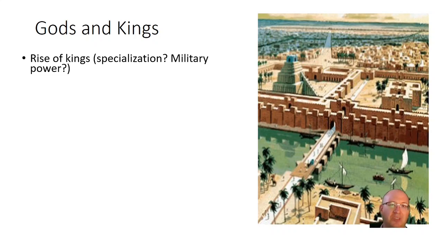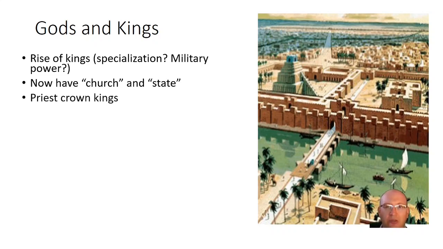It's not clear. But in any case, we have the rise increasingly of kings, political leaders, who are not performing religious rituals typically. They may perform some, but that's not their main job. Their main job is to govern. So now we have a church and state, in a sense. But don't think they're separate. They're connected. Why? Well, for one thing, the priests crown the kings.